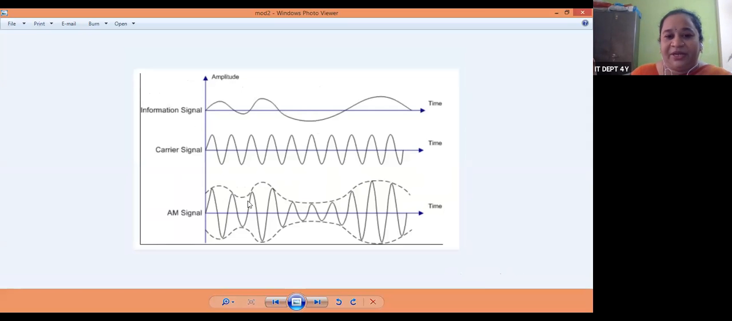Here the amplitude levels have been varied. The amplitude levels of the carrier signal have been varied according to the modulating signal. This is the amplitude modulation.